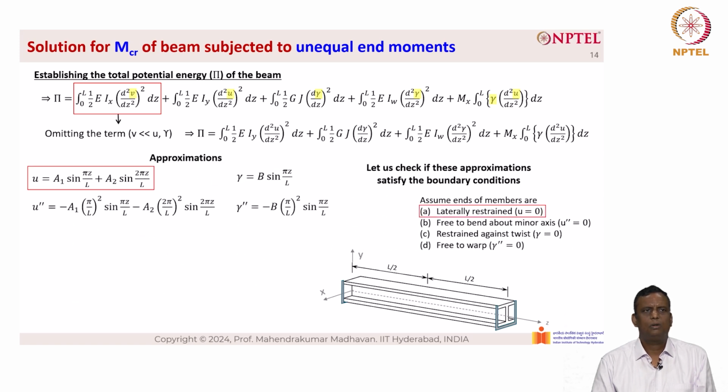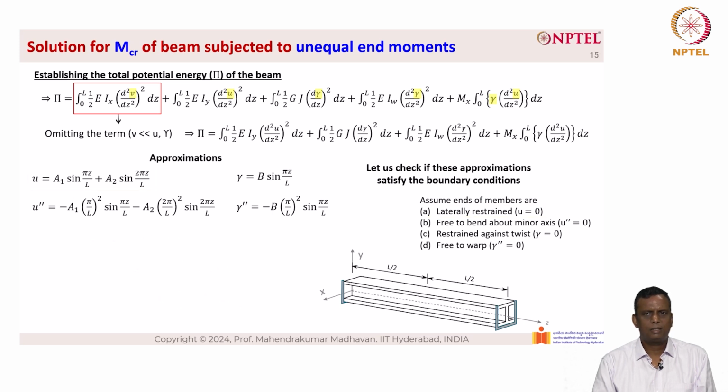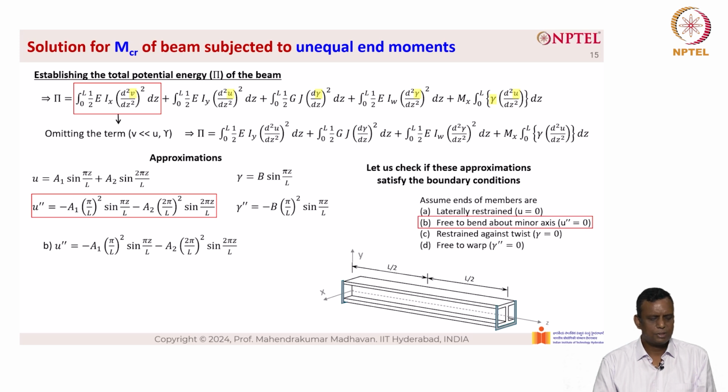Now, the first boundary condition: u equal to a1 into sin pi z by L plus a2 into sin 2 pi z by L. When we apply u at z equal to 0, we have a1 into sin 0 plus a2 into sin 0, which is equal to 0. Similarly, u at z equal to L, a1 into sin pi plus a2 into sin 2 pi, leads to the value 0. Now let us look at the second boundary condition, which is u double dash, free to bend about minor axis. u double dash should be equal to 0. So we have this equation: minus a1 into (pi by L) whole square into sin pi z by L minus a2 into (2 pi by L) whole square into sin 2 pi z by L.